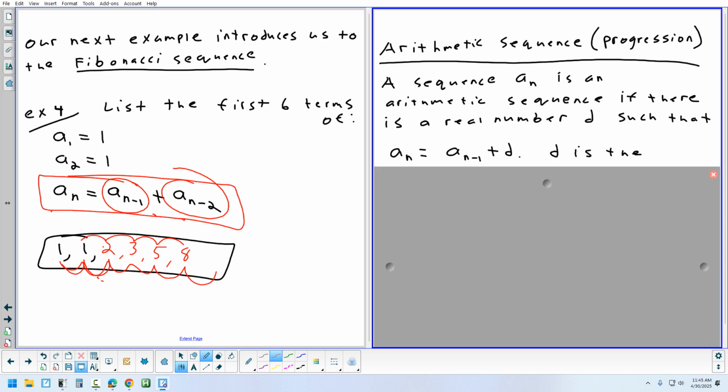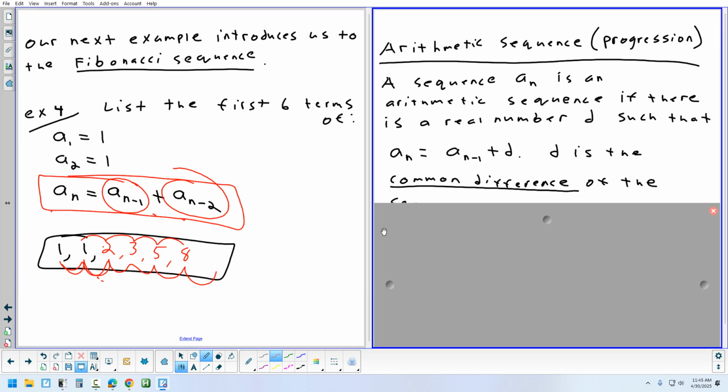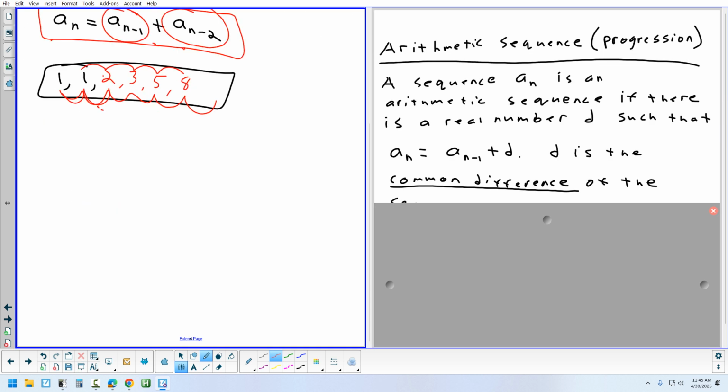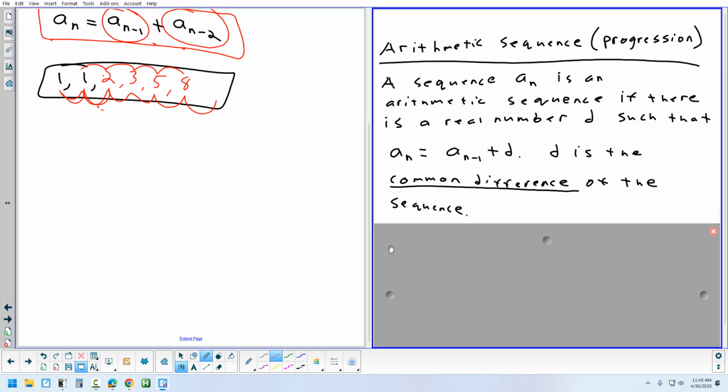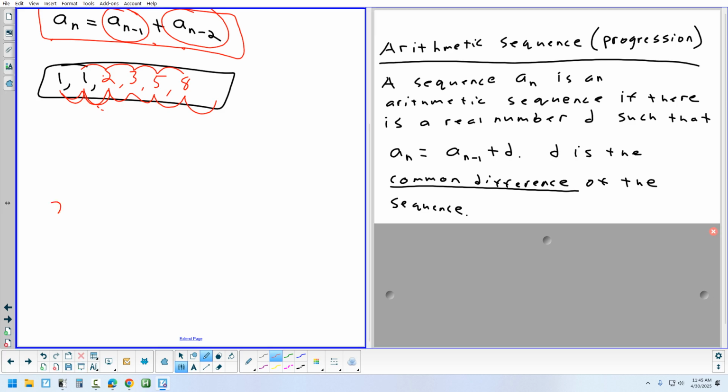So an arithmetic sequence, or you can also call it an arithmetic progression, sequence and progression are synonyms, is when you add the same number over and over. So that number that you add repeatedly, they call it a common difference. So why do they call it a difference if it's what you're adding each time?